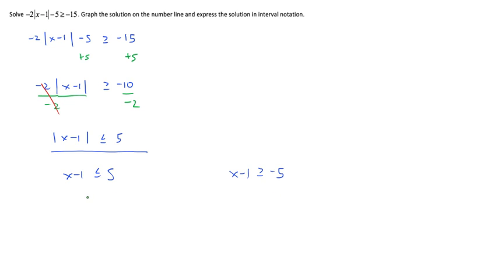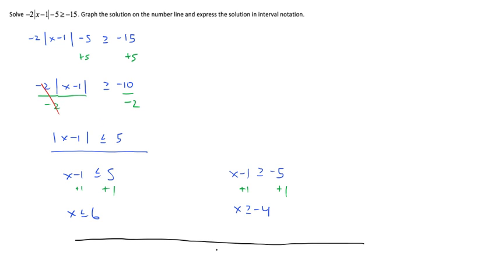First, I'm going to solve this one. Let me add the 1, so I get x less than or equal to 6. And here, when I add the 1, I get x greater than or equal to negative 4. So I should be able to sketch both of these on the same number line. Here's 0. I'm just going to put negative 4 here, and the 6 here.